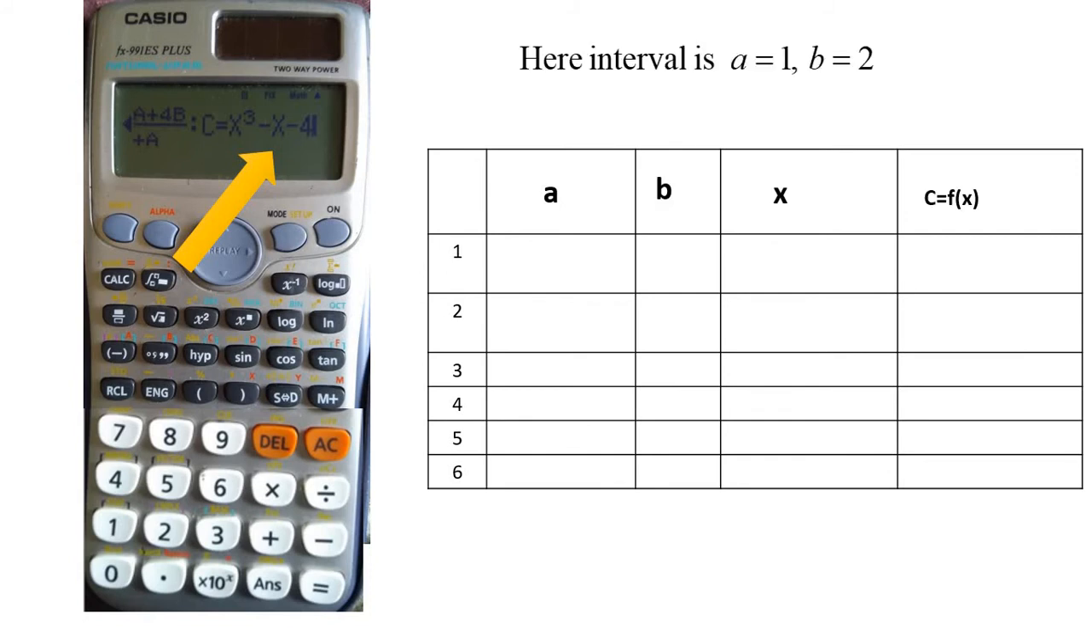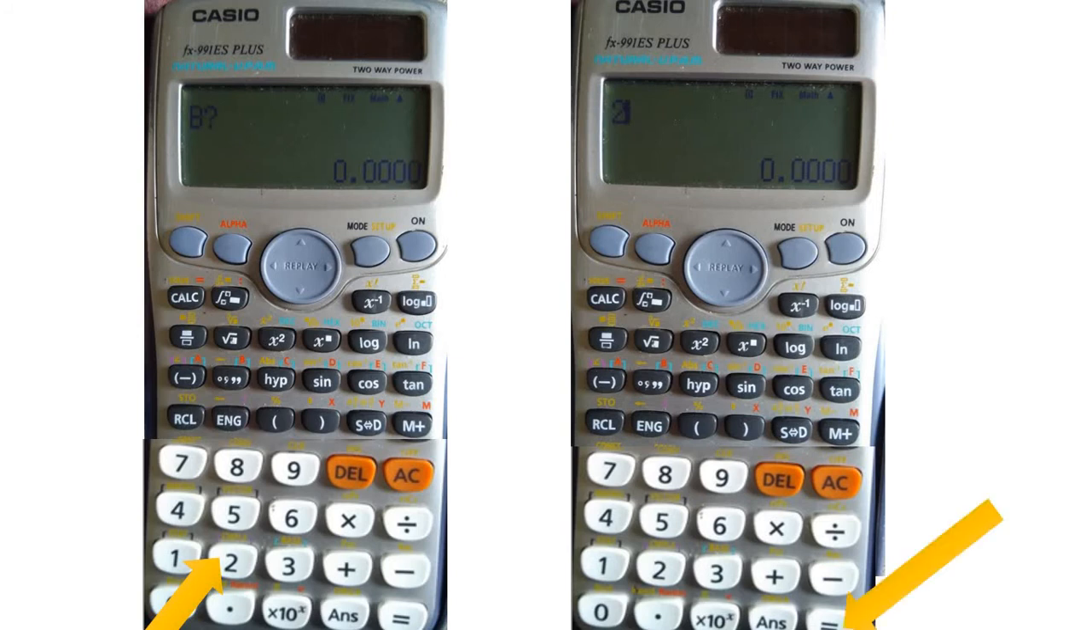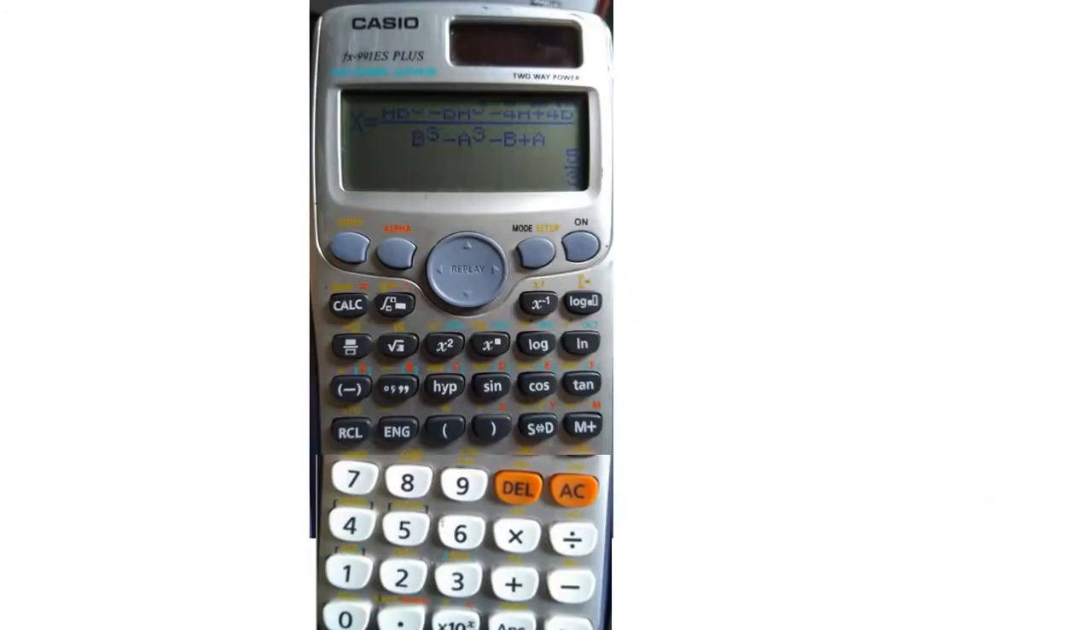Now you know our interval is between 1 and 2. So choose a as 1 and b as 2. Write 1 and 2 in your table. Now these are the values which I am going to put in the calculator. Press calc. It will ask you what is the value of a. So press 1 equal to. It will ask you what is the value of b. Press 2 equal to. It will give you the value of x, which is 5 by 3.